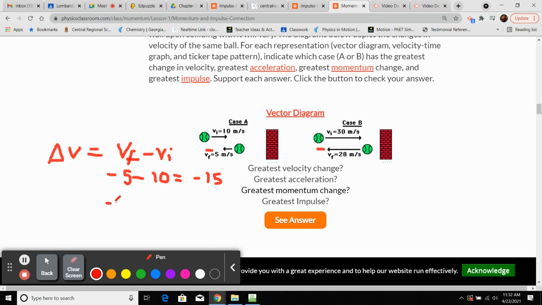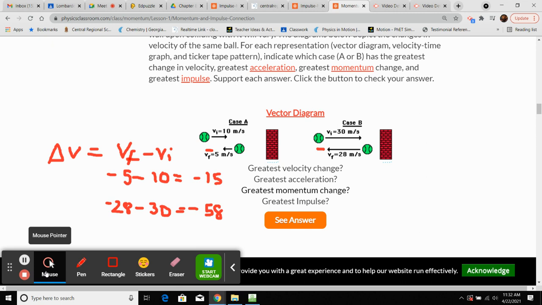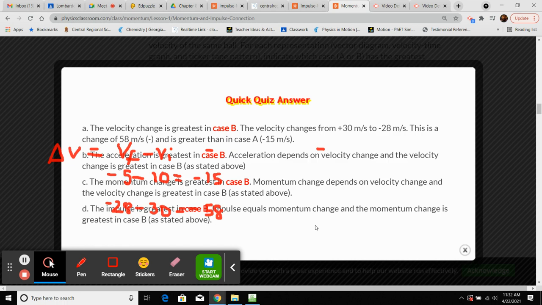And what about the other one? We would have a negative 28 minus 30, which would be a negative 58. So then who undergoes the greater velocity change? Case B. Okay, greater change in velocity over the same period of time, we're assuming, means greater acceleration. So B would be that as well. Greatest momentum change has to do with the greater change in velocity. So again, B, and the impulse is equal to the momentum change.